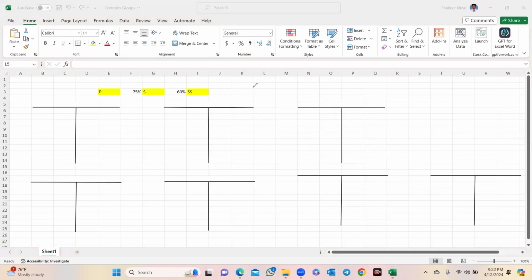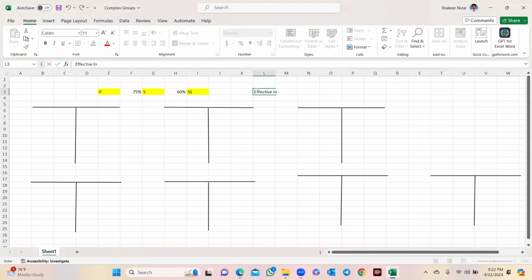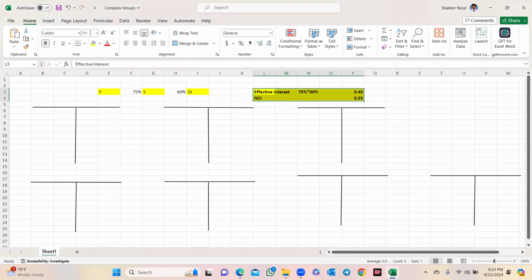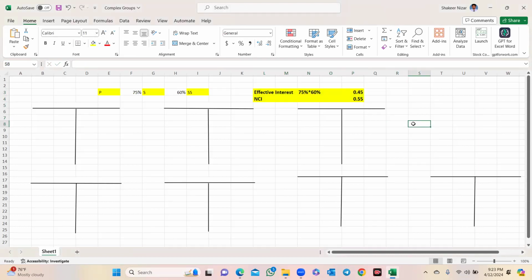It is easy. The effective group interest is calculated as 75% into 60%, that is 45%. It means the NCI of SS from the group perspective is 1 minus 0.45, which is 55%. This computation is needed for the consolidation, right? So with that note, we can start the consolidation requirements.